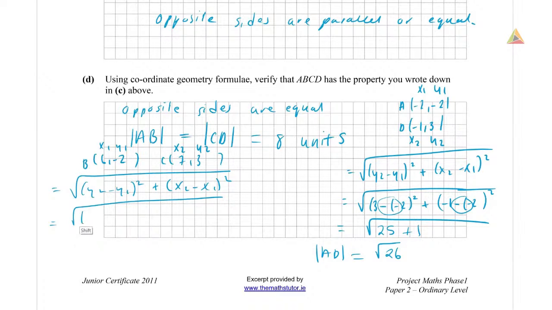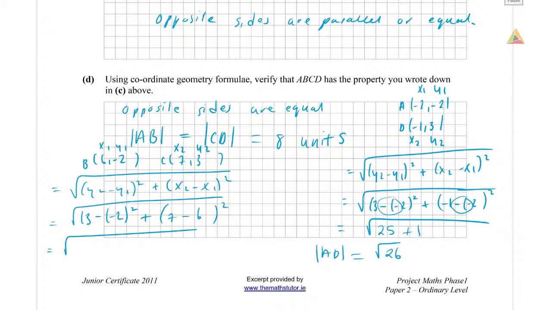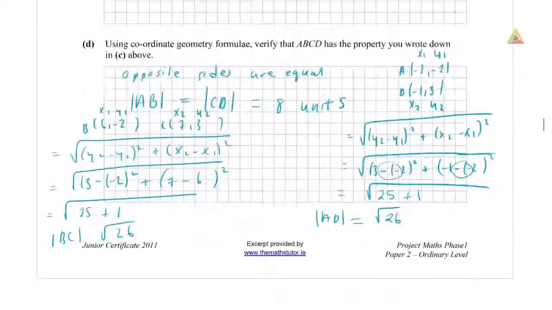So y2 in this case is 3 minus y1, which is minus 2, squared, plus x2, in this case 7, minus x1, which is 6, squared. So 3 minus minus 2 becomes plus, so 3 plus 2 is 5, 5 squared is 25, and then 7 minus 6 is 1, 1 squared is 1. So that's also the root of 26. So the distance from B to C is the same as the distance from A to D. You've just proved now that the property that we wrote down in the previous question is correct.